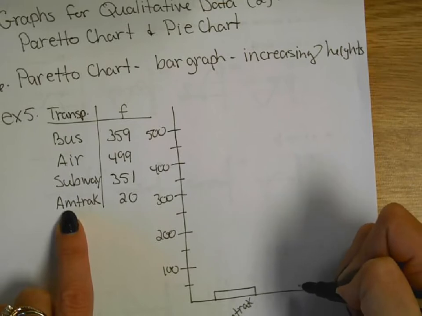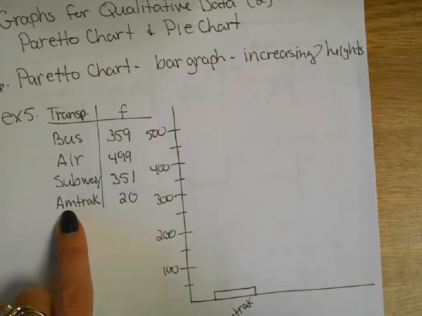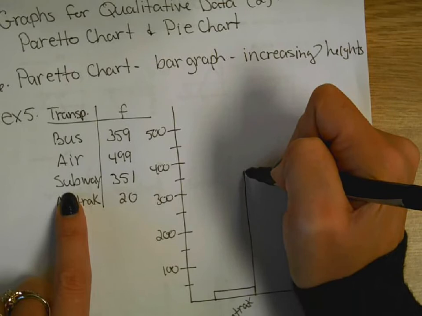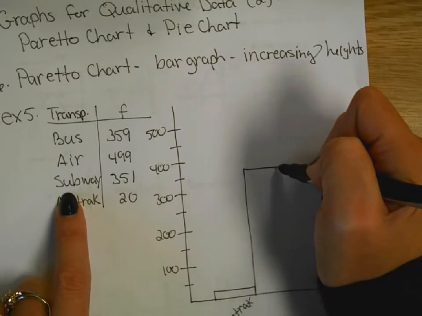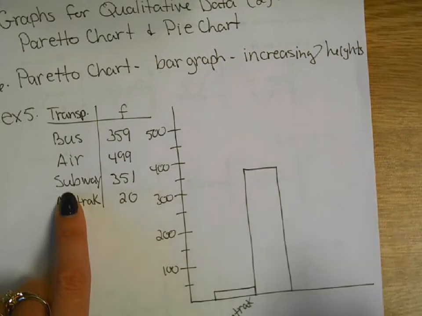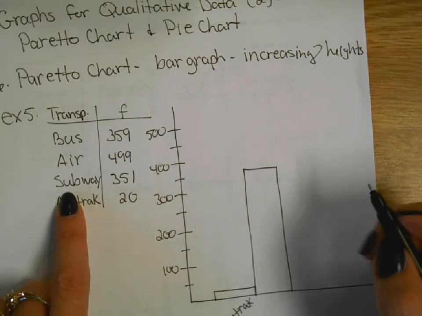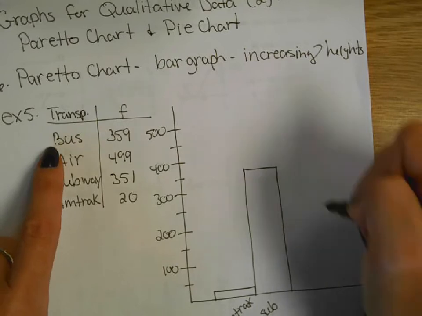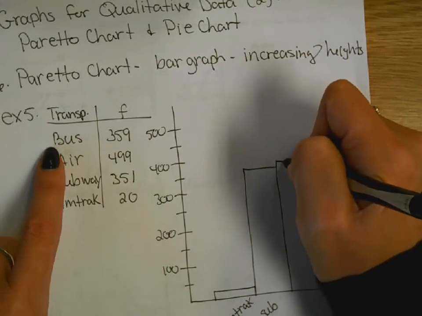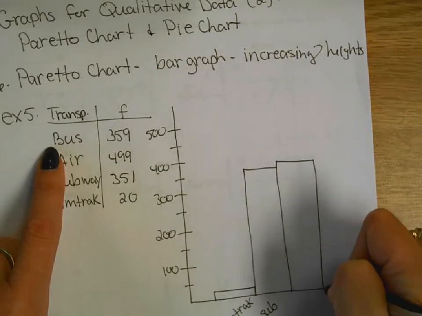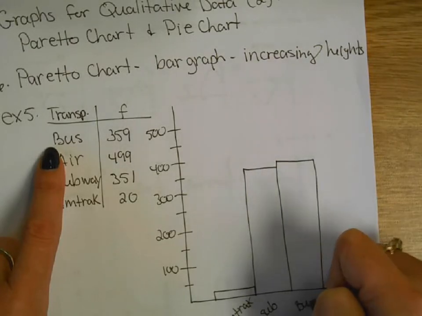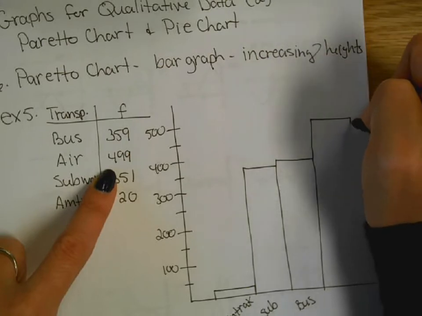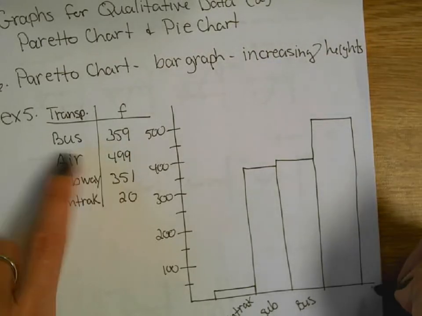And then our next one, 351. No, I did not have to make the bars touch either. That is Subway. And then 359, just a smidge taller. There's our bus. And then our 499 for the airplane.